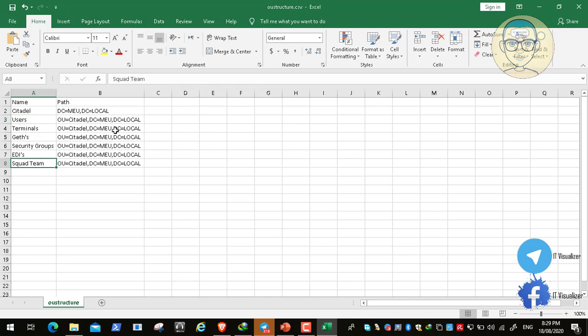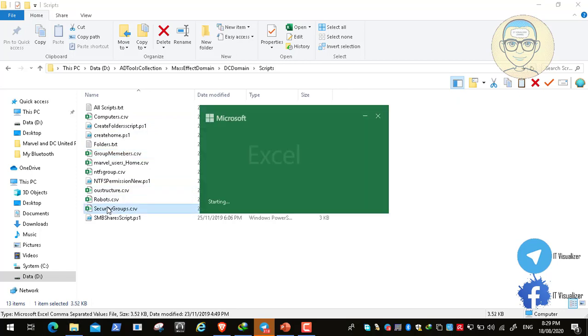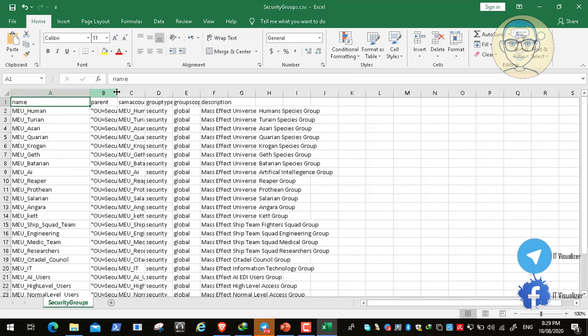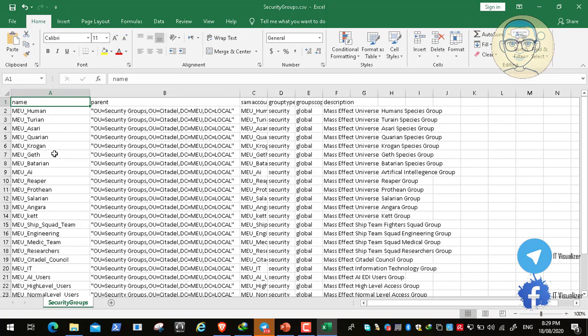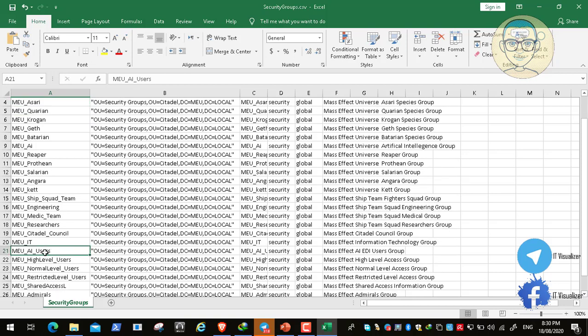Okay, so this is our organization unit, this is our users, and then we can have a look at our security groups. So here are the security groups. Here we will create security groups according to the Mass Effect domain. For example, here we have a group for every type or every species in the Mass Effect universe. For example, here is a group for the Krogan. This is a species, okay, and Asari, this is also another species, and this is a group for the humans, okay. And then we will have another group for the artificial intelligence, okay.